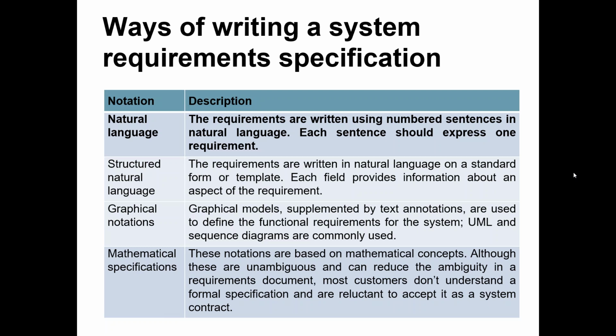All right. Graphical models supplemented by text annotations are used to define functional requirements of a system. I am not doing UML or Unified Modeling Language with you because this is just an introduction, but you can use UML and sequence diagrams. I will be looking at sequence diagrams shortly. I think by next week we'll get into those.